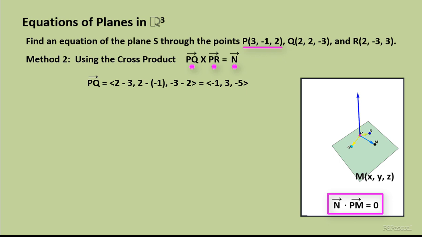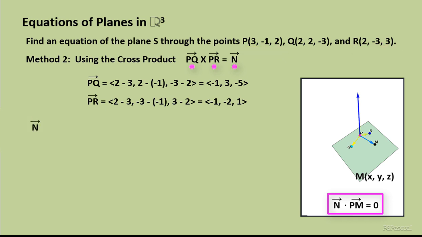Similarly, the components of the vector PR are obtained by subtracting from the coordinates of R the corresponding coordinates of the point P. And so PR is made up of 2 minus 3 for the first component, minus 3 minus 1 for the second component, 3 minus 2 for the third component. So that PR is the vector -1, -4, 1.